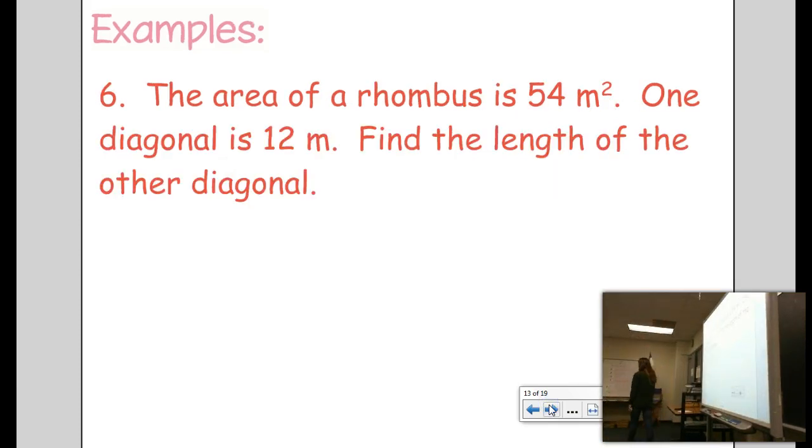Read the next one to yourself. This is called a working backwards problem. You can totally work backwards. The opposite of multiplication is division. You can do this, guys. I see people drawing pictures. Way to go. There's not a picture drawn one.